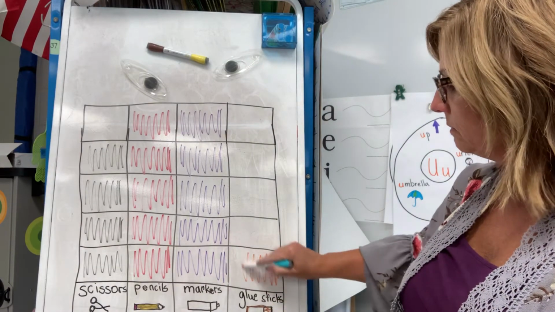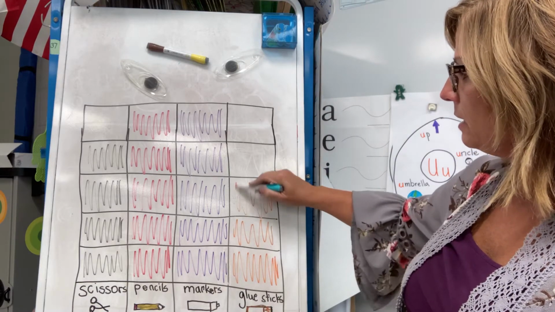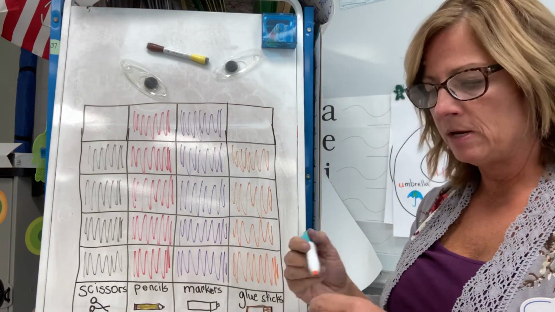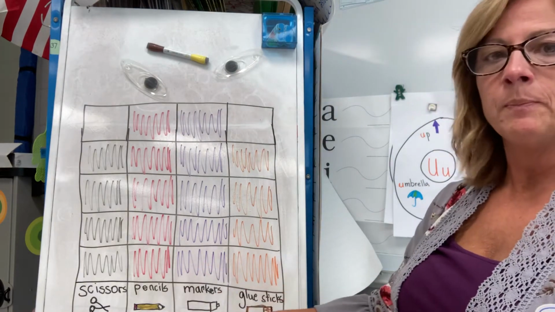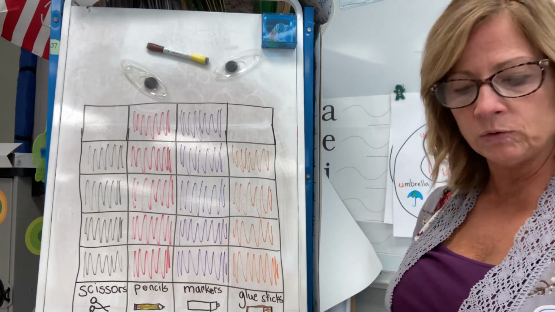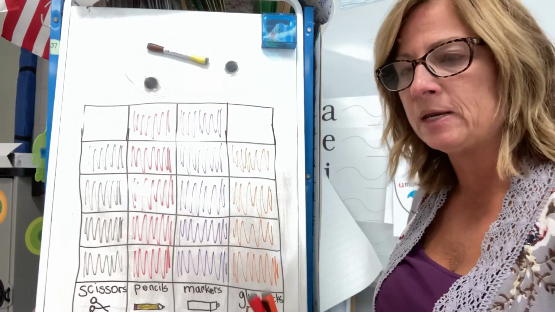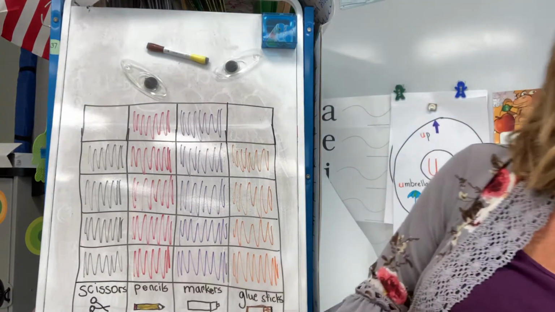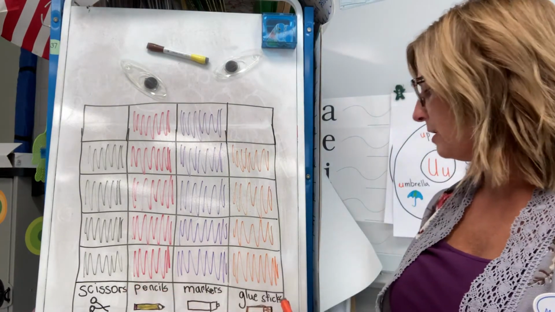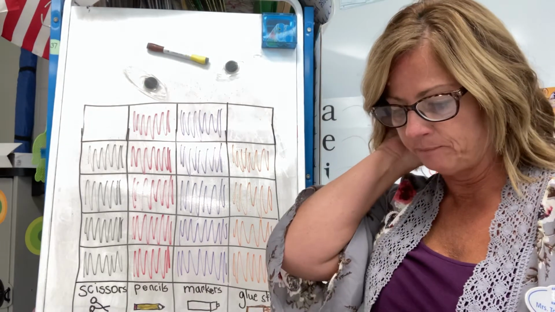1, 2, 3, 4. Okay, so can you see that our pencils and our markers had the most items? They both had how many? That's right, they both had 5. And our scissors and our glue sticks both had 4, right?